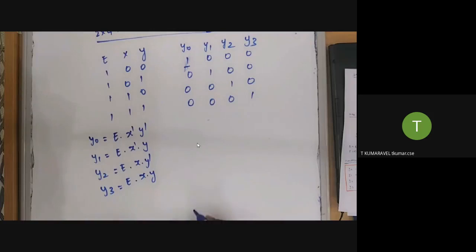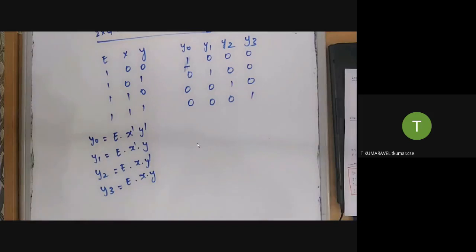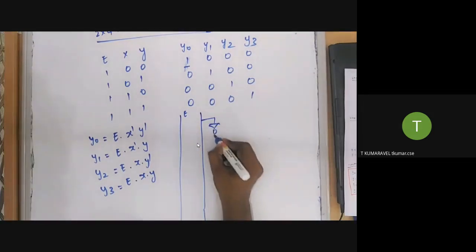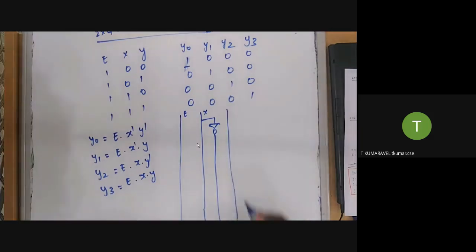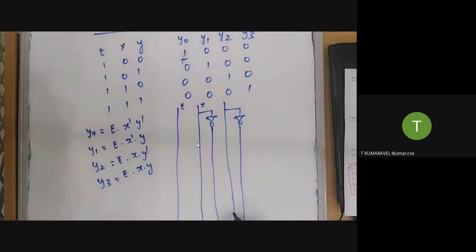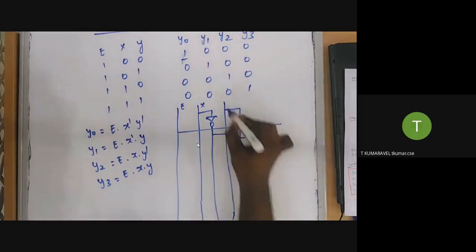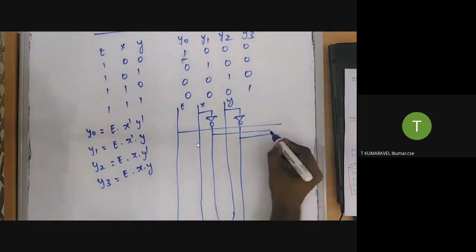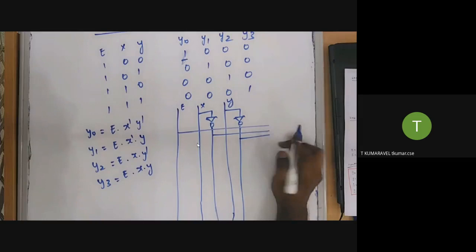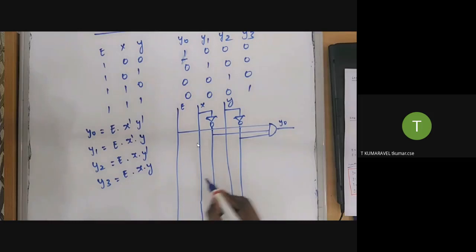Now you should draw the circuit diagram. How do you draw it? One line is enable, that is E. Another input is x, and the other input is y. Now draw the circuit diagram: E, x bar, y bar. This is x bar y bar, and this is Y0.